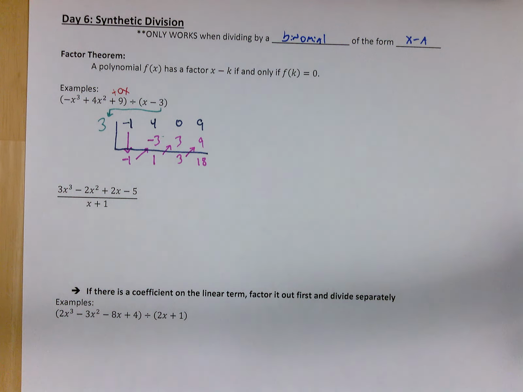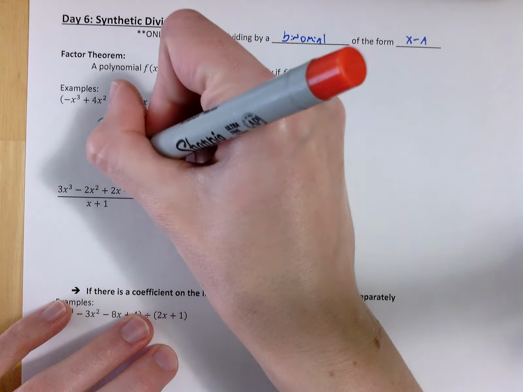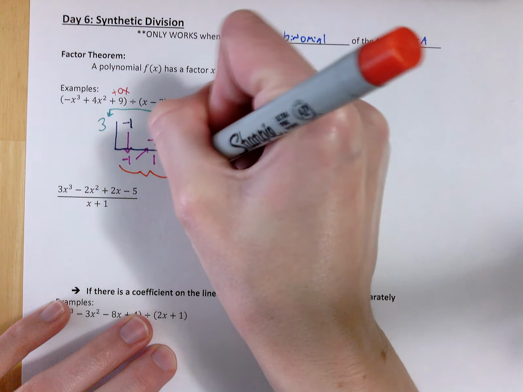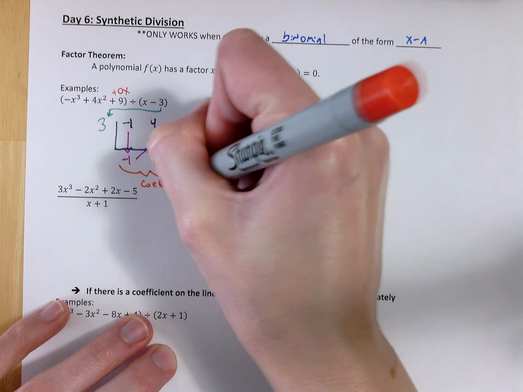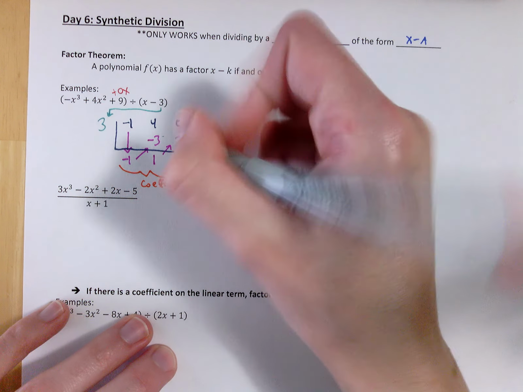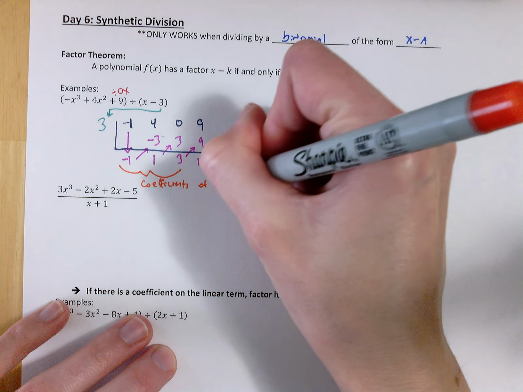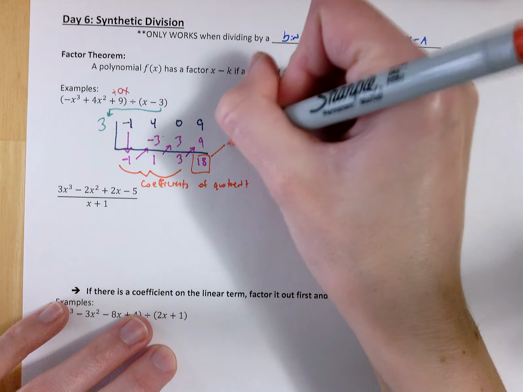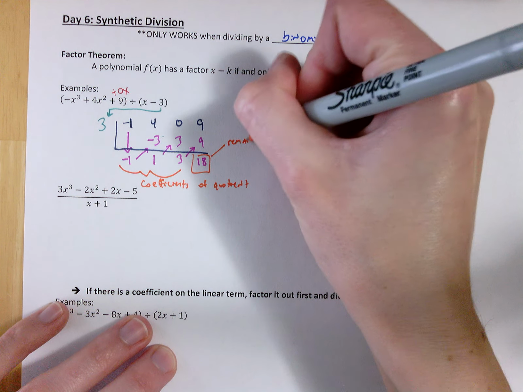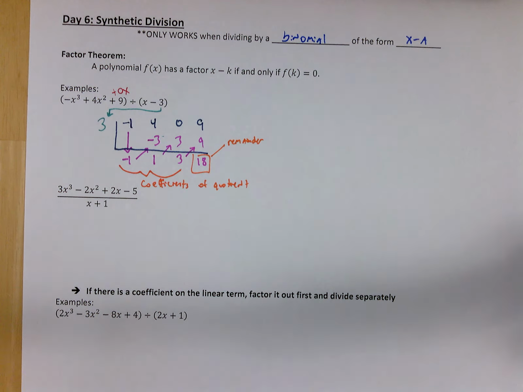When I look at this, what this gives me is these numbers right here. These are the coefficients of your quotient. And this number at the end is your remainder. So the last one's your remainder, and the rest of them are the coefficients of your quotient.